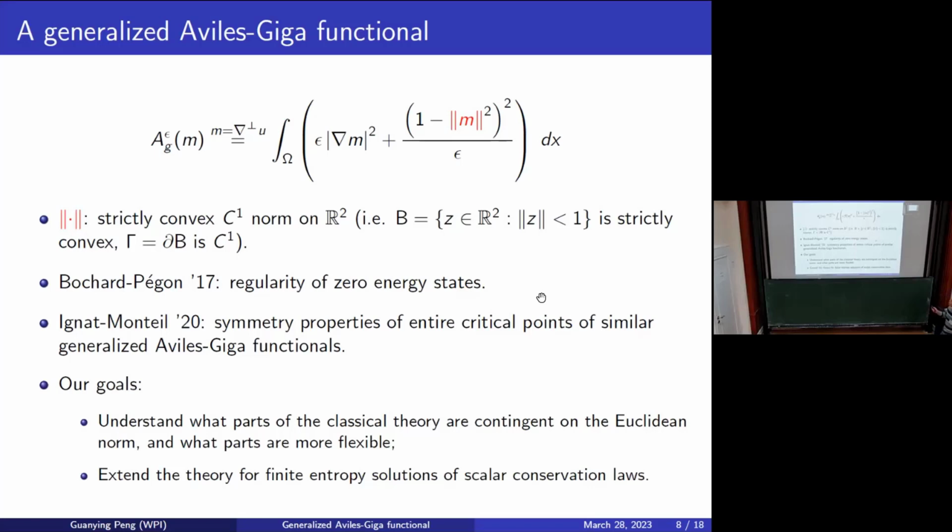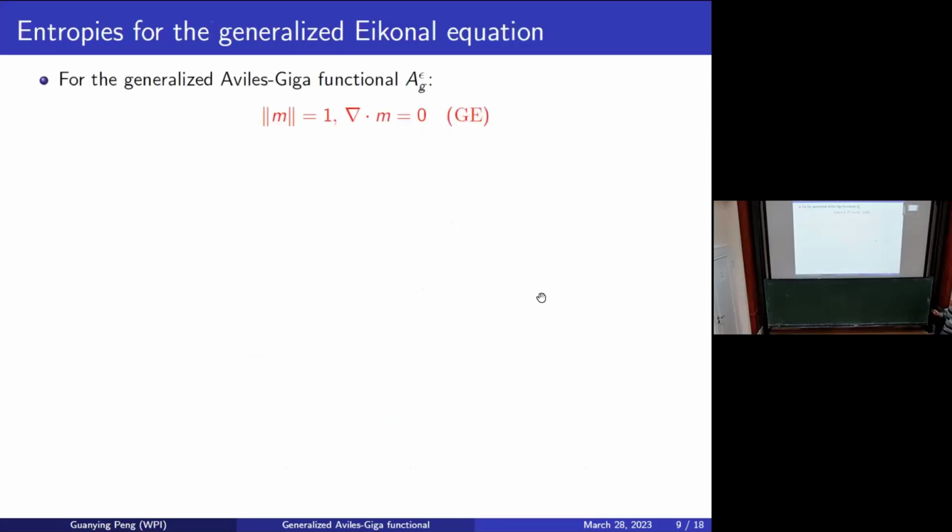Okay, so here, heuristically speaking, because of the potential term in this energy, in the limit, we expect the limiting function to satisfy what we call a generalized Eikonal equation. That is, this general norm of M equals 1 almost everywhere, and M is divergence free. I mark this equation by GE, which stands for generalized Eikonal equation. As a first step in our analysis, we had to identify the appropriate class of entropies for this generalized Eikonal equation. Just similar to the classical setting, we require entropies to satisfy two important properties.